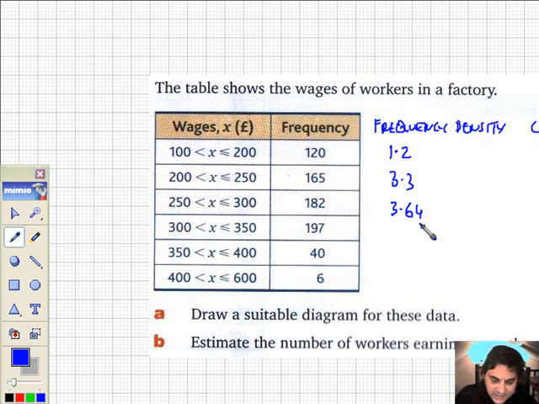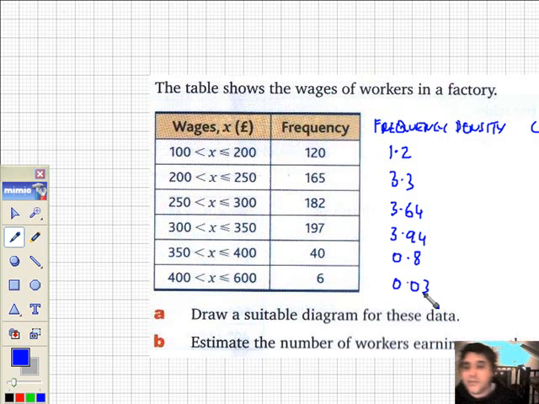Next one, 197 divided by class width 50. That gives us 3.94, just as difficult. Next one, 40 divided by 50 again. It's going to be 0.8. And finally we've got 6 divided by a class width of 200 there. And that's 0.03. It's going to be practically impossible to plot that, but we're going to have a go, aren't we?